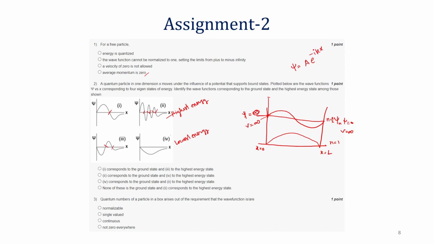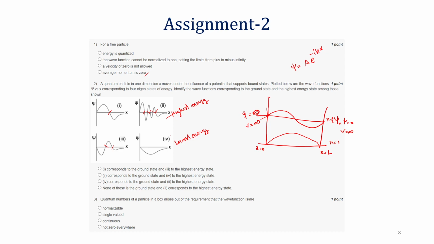As far as I remember, I think the free particle was also continuous. Yes, it has to be continuous, and it was single-valued. So all these things hold, but the reason we went from the free particle to a box was that we could not normalize it. Yes, that's a valid point actually.